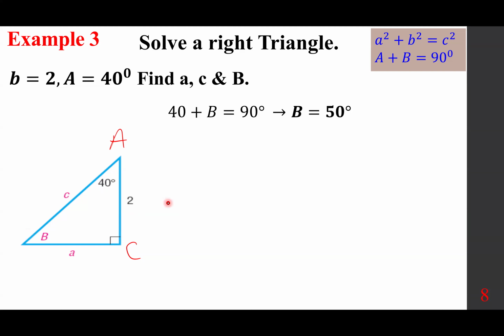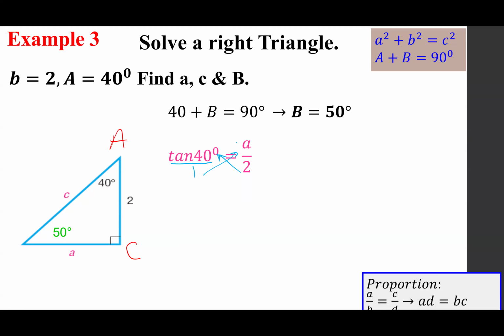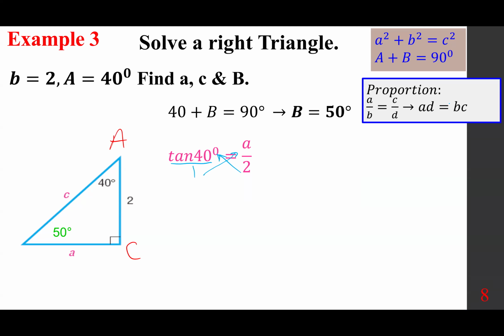Since we have only one side, then we're going to use a trigonometric function. Anything will do. And since 40 degrees is given, we're going to go with that. So tan of 40 degrees is the opposite A over the adjacent 2. Cross product, A times 1 is A, equals 2 times tan of 40 degrees. This is the proportion I'm using, everybody. So cross product, right? Everybody knows that.